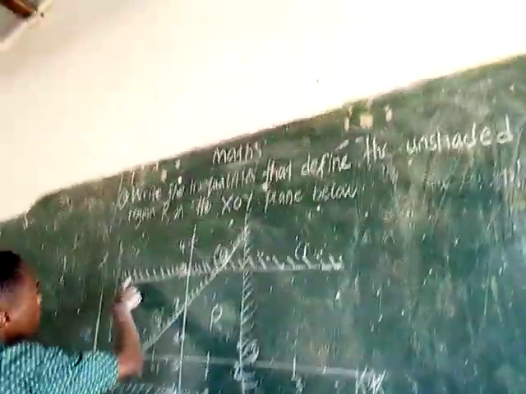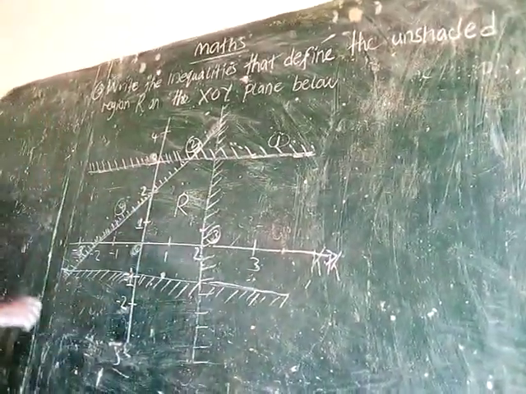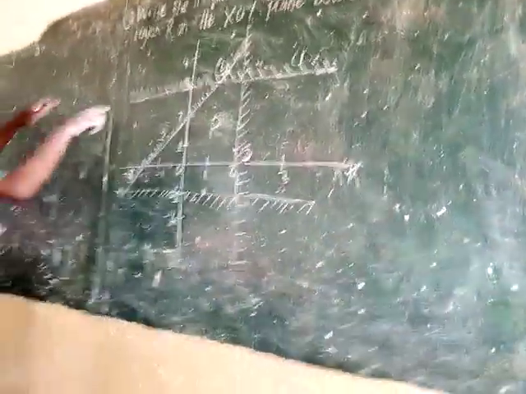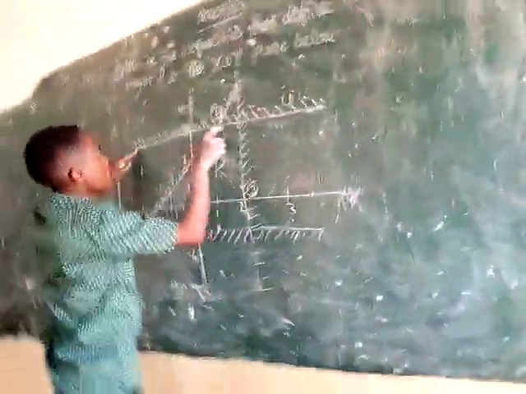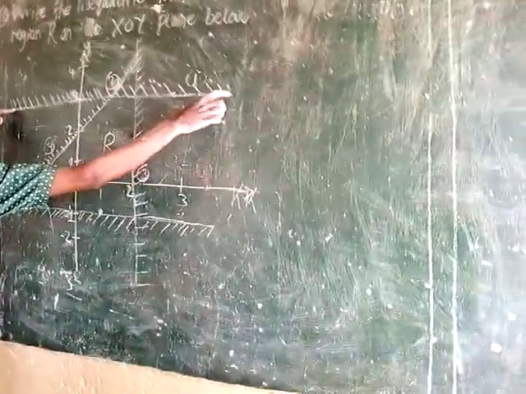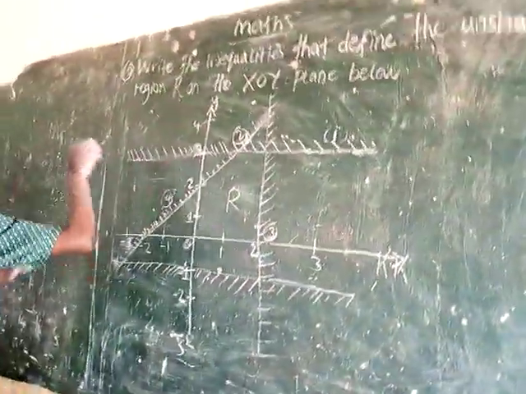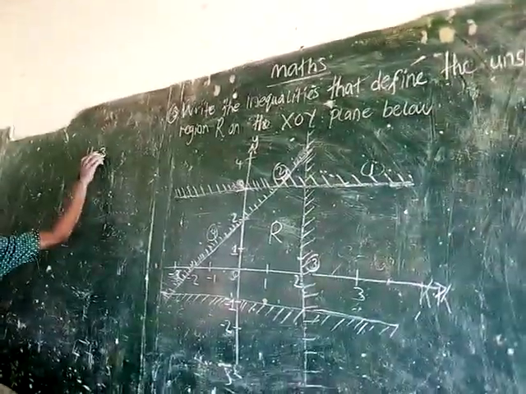So we start with line number 1. How do we get the inequality for line number 1? We need to know where this line passes. This line is passing through the y-axis. It is cutting the y-axis at y is equal to 3. So y is equal to 3.